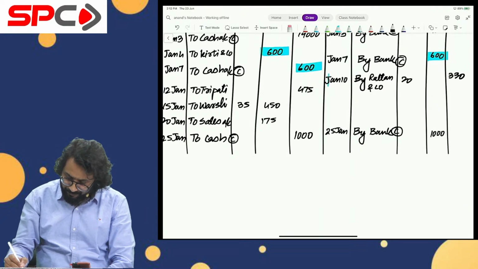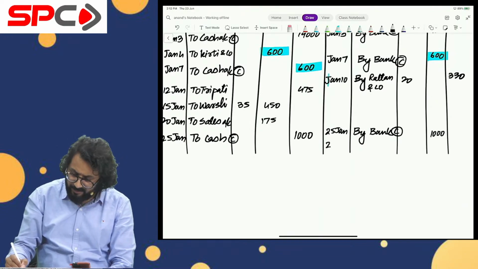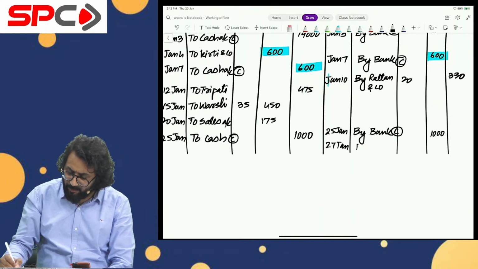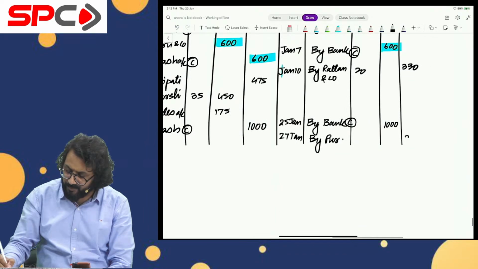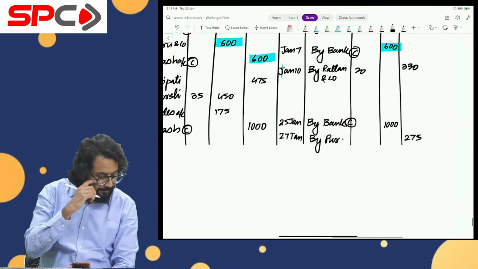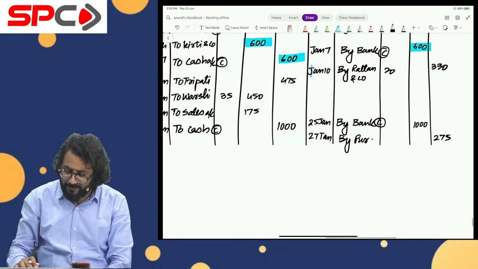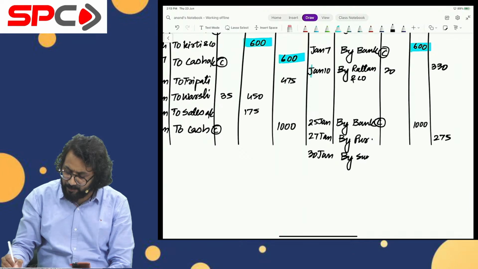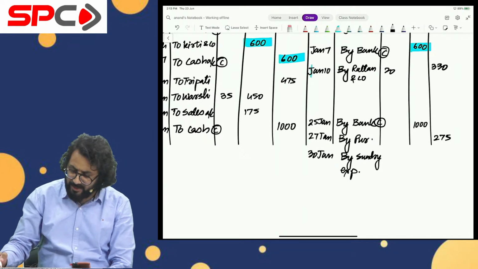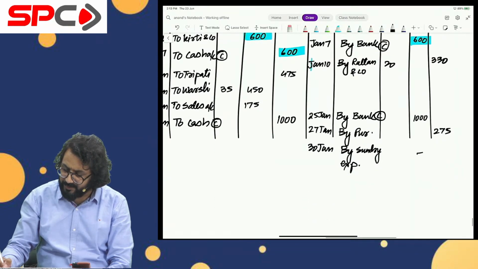So what do I write down? Date. 27 Jan. What do I write down? By purchases. Which column? Bank column. How much do I write down? 275. He pays sundry expenses in cash. What date? 30th Jan. By sundry expenses. Which column? Cash. Where do I write down? Cash column. 50. Yes.